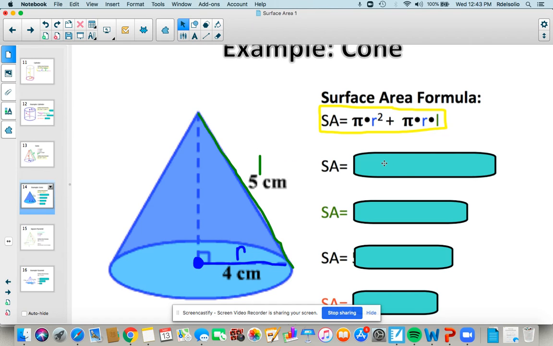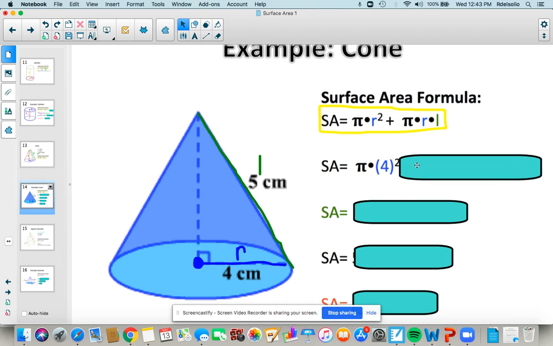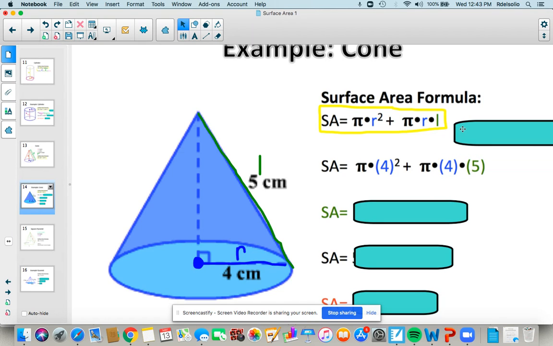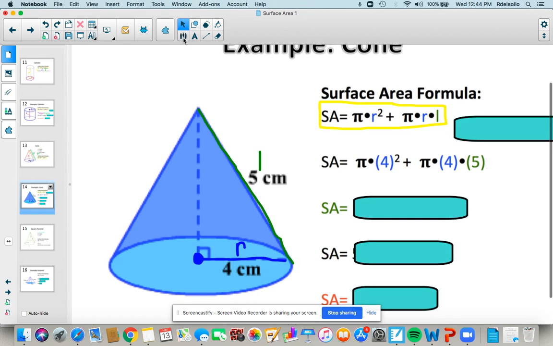Now we're going to take those numbers and plug them into the formula. Remember, in the formula, the information in black is going to stay the same. So we have pi times r, which is 4, so pi times 4 squared, plus pi times r, again 4, times L, which is 5. I grouped these together, so we're going to do pi times 4 squared together, and then pi times 4 times 5 together.